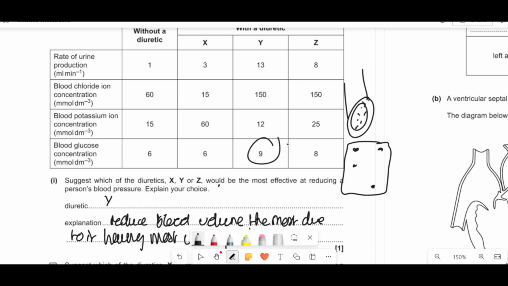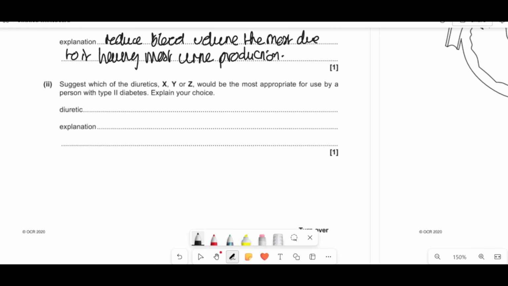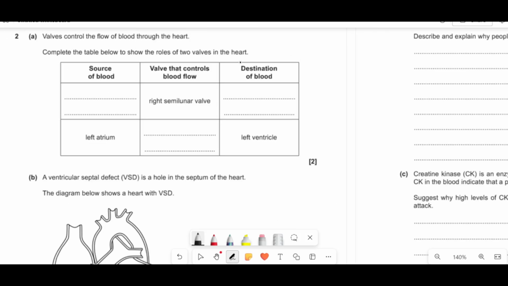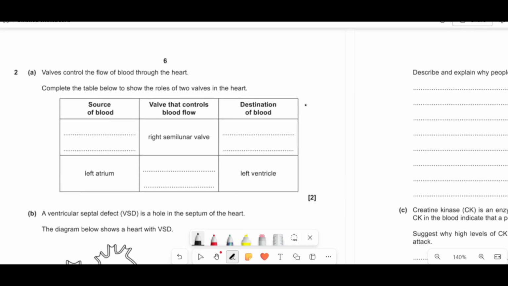Now, if we look at Y and Z, they increase your blood glucose, which you kind of don't want in somebody who's got type 2 diabetes. So the only option here is X, because that stays the same, albeit that it makes them pee less. So here, it would be X, and why? It's because it does not raise blood glucose concentration. There you go. So valves control the flow of blood through the heart. Complete the table to show the roles of the 2 valves in the heart.